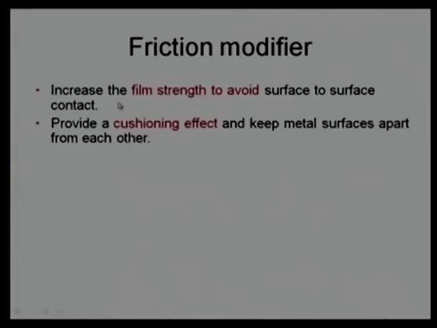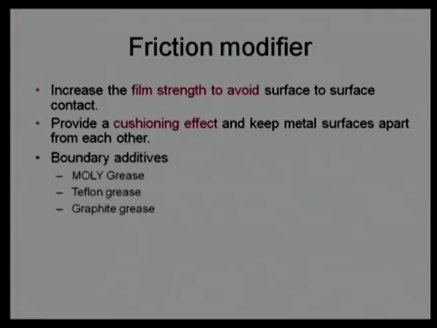Now, when we use friction modifiers, we say that they increase the film thickness or the film strength to avoid surface to surface contact. The major purpose of using this kind of modifier is to increase the film strength, so that the film or coating is able to sustain more load, and possibly provide some cushioning effect also, so that the 2 surfaces remain without much contact. Now, by and large friction modifiers are used as boundary additives.